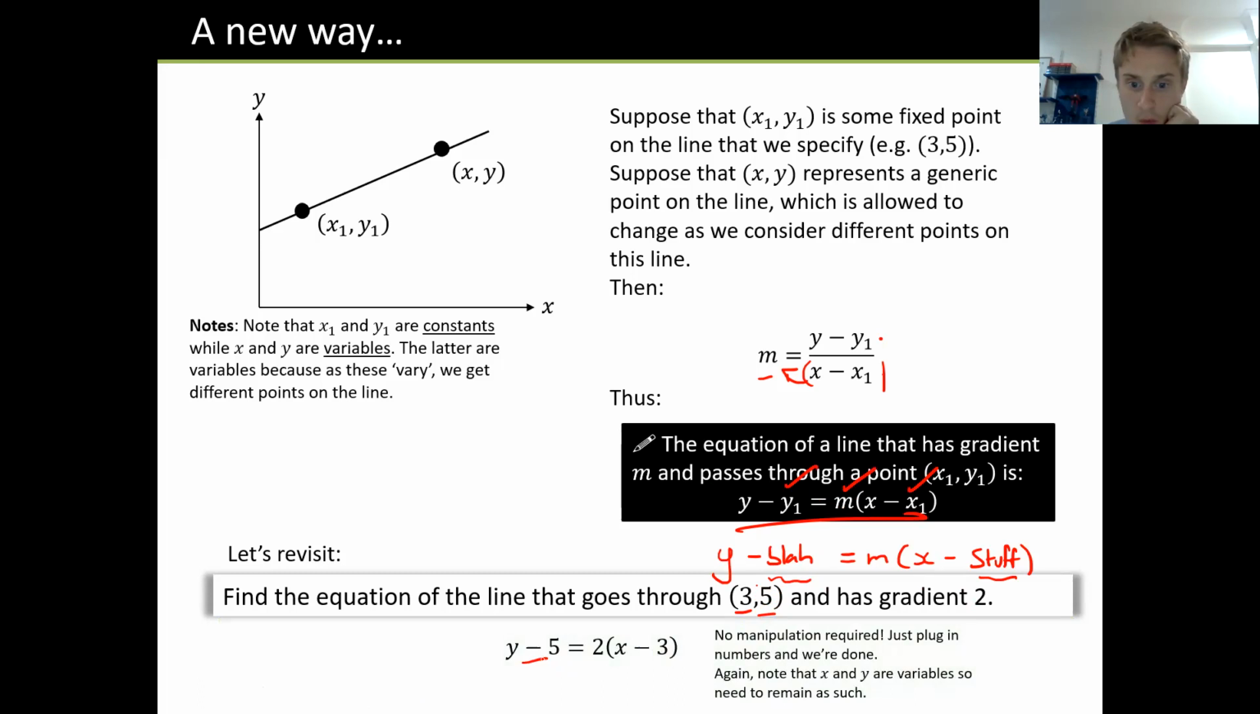The 5, so y minus 5. Please put the y's in the right place. It would be very silly to lose marks because you've written y minus 3. It absolutely would be wrong, and you'd be penalized very heavily in that question. So y minus 5, 2 because that was the gradient, which is m, and then x minus 3.